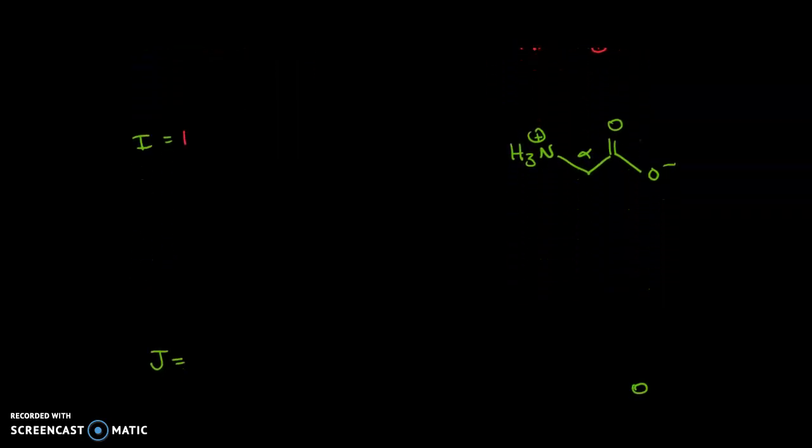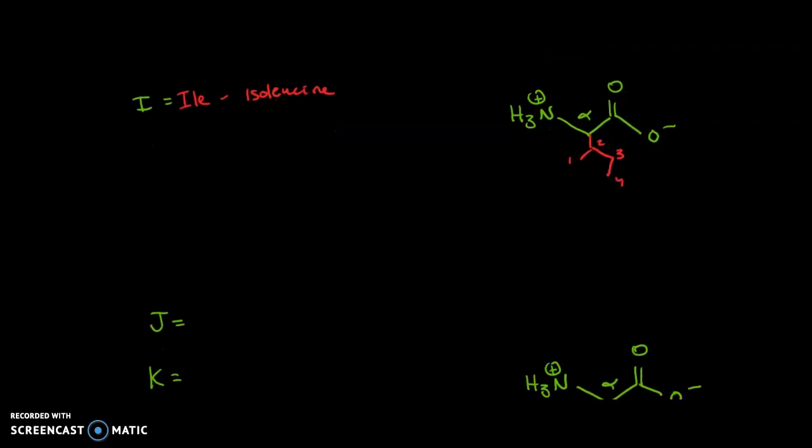The next one is isoleucine. Isoleucine looks like a chair, in my opinion. It has 4 carbons, and this is another one like alanine where it's nonpolar and hydrophobic.